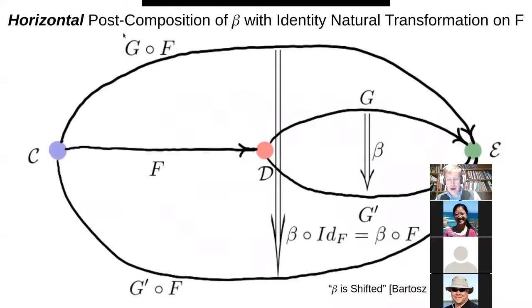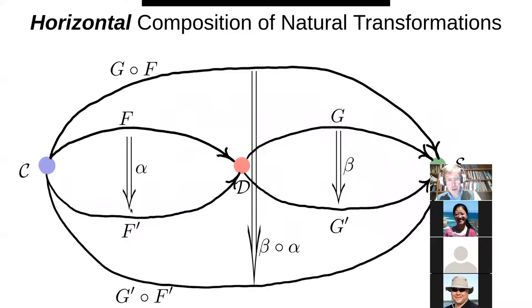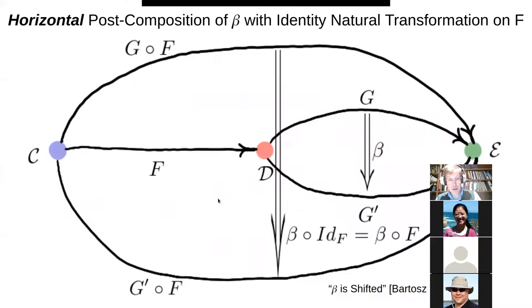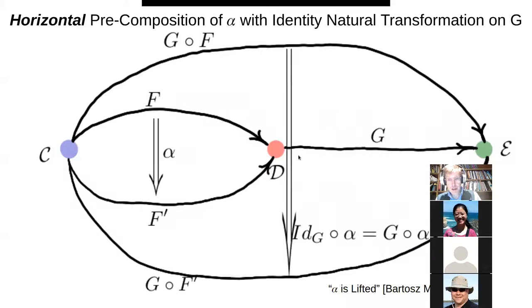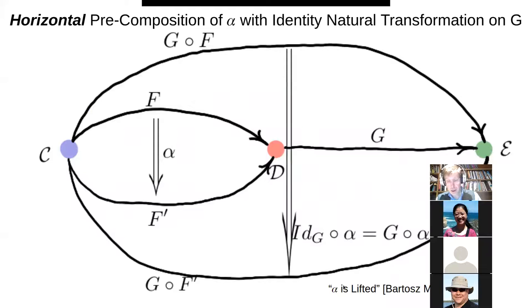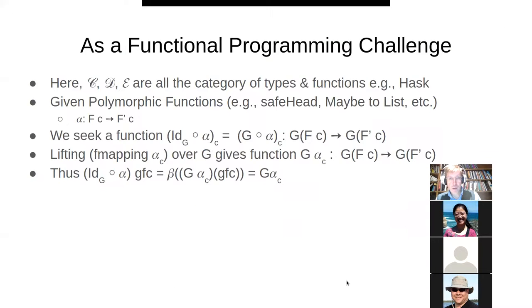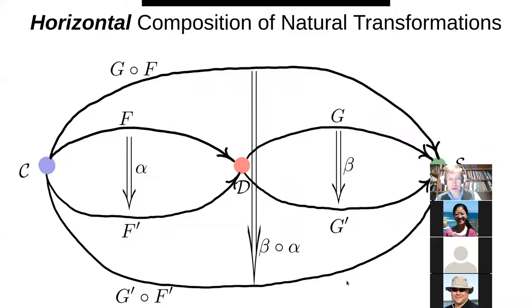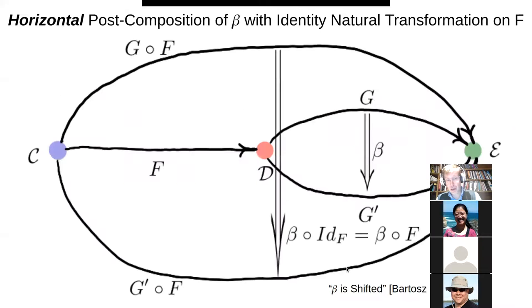And it turns out that if you have special cases where, for example, F is the same as F prime, that's what this is, or G is the same as G prime, but the other is different, you get these kind of special cases. So as Bartosz puts it, alpha is lifted versus beta is shifted. And you may wonder, like, why would you possibly come up with this? Well, it turns out that this does become relevant for monads.